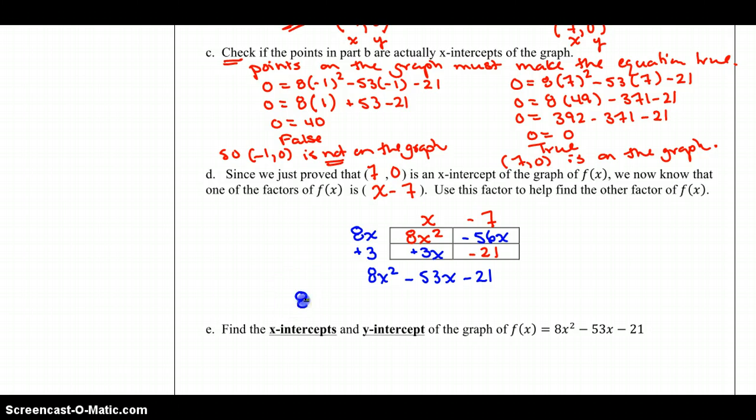So we know that 8x squared minus 53x minus 21, okay. Using the x-intercepts, we knew that one of the factors had to be x minus 7, and then we kind of worked that backwards through the table to determine the other factor had to be 8x plus 3.